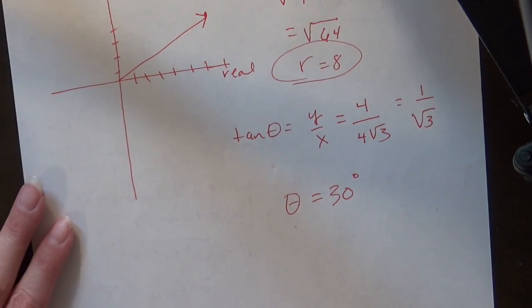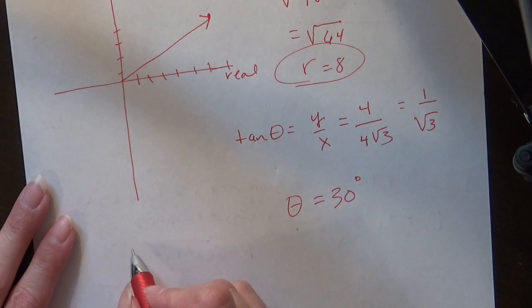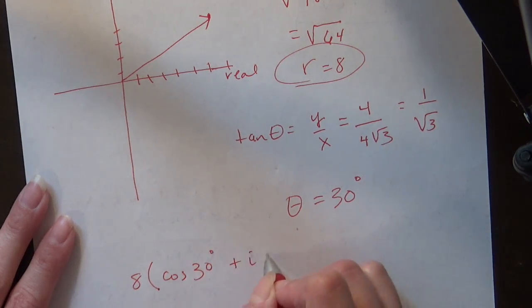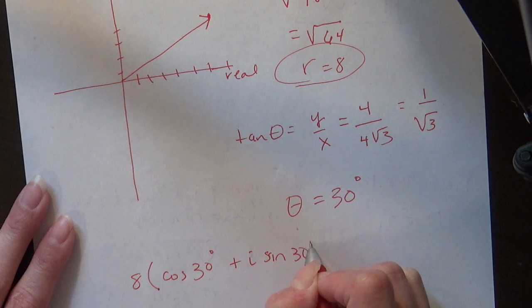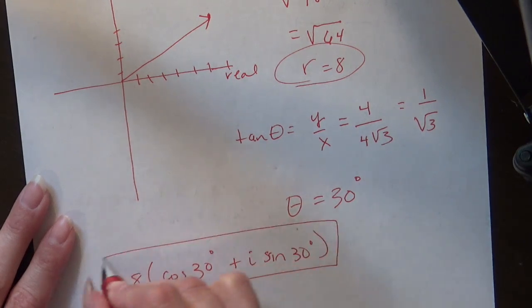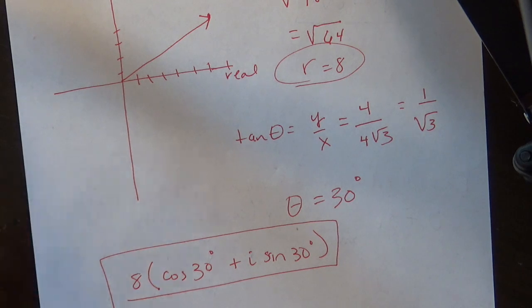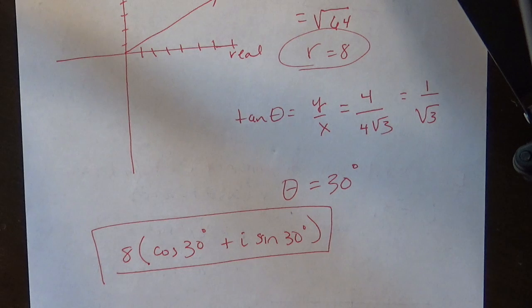So now we can write our polar form. We're going to have r is 8 times cosine of 30 degrees plus i times sine of 30 degrees. And that is our answer. 8 times cosine 30 plus i times sine 30. Alright, and that is what we're doing for section 8.5.